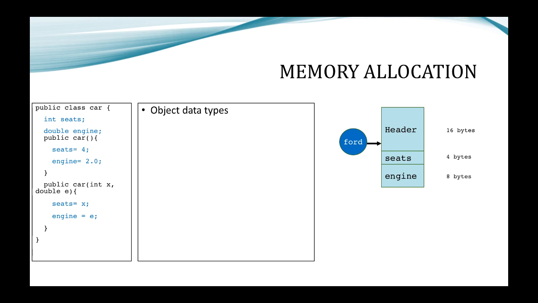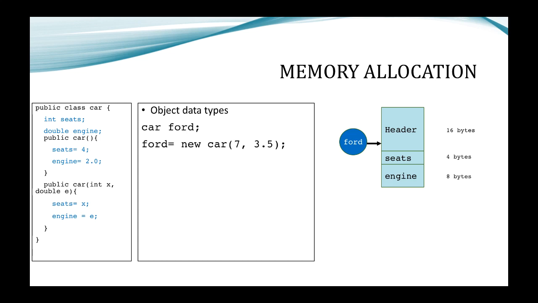All right, here's another example, and we'll continue using the same example for the rest of the concepts in these slides. So let's first look at the code on the left side. We have public class car. A car has two fields, integer seats and double engine. We're defining two constructors here. The first constructor is a default constructor where seats equals 4 and engine equals 2.0. The overloaded constructor is taking two parameters, integer x and double a, and we're initializing the two fields based on these passed values.